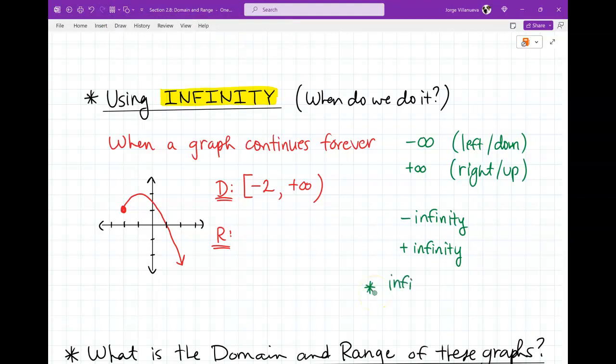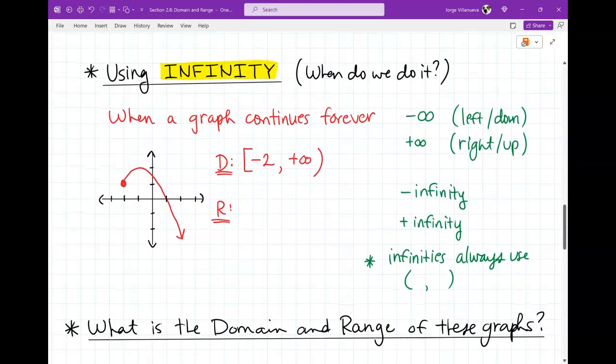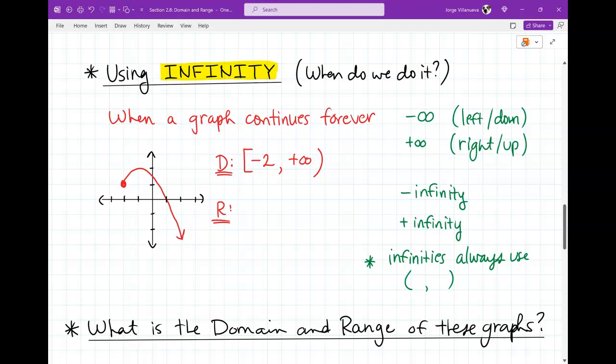Infinity always uses parentheses. Okay, never brackets. Because brackets means that you can actually use that number, like a 5. It's a finite value. Okay, it's an actual value. Infinity is not a number that we know what it is, so you can't contain it. Okay, so a parenthesis is always used.